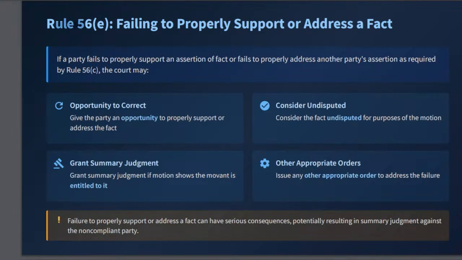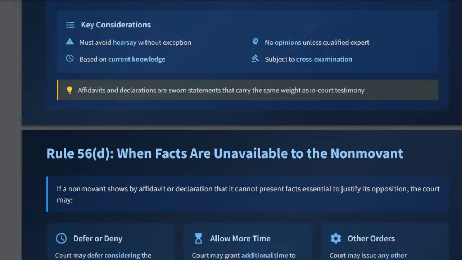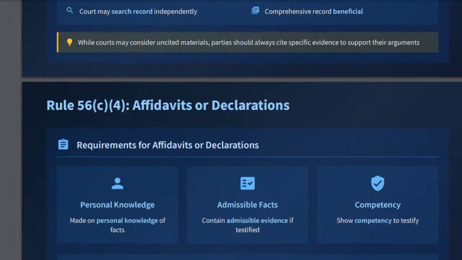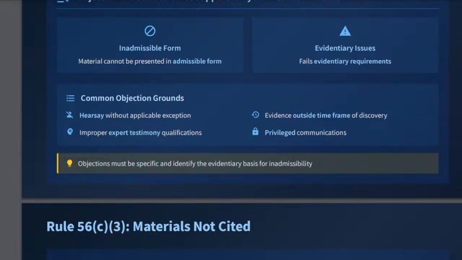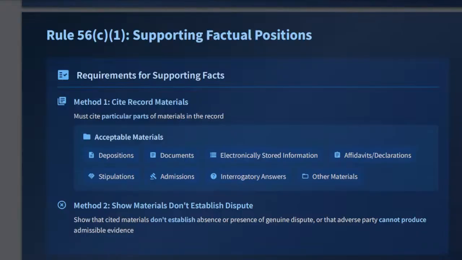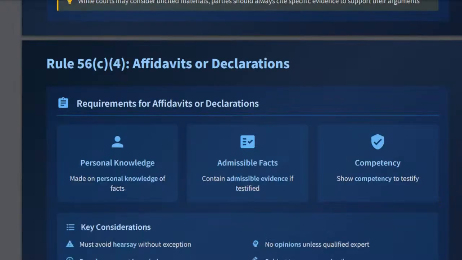All right, and we're on to Rule 56E. Failing to properly support or address a fact. If a party fails to properly support an assertion of facts or fails to properly address another party's assertion as required by Rule 56C, the court may, and again 56C, affidavits, materials not cited, objection to evidence, and supporting factual positions.